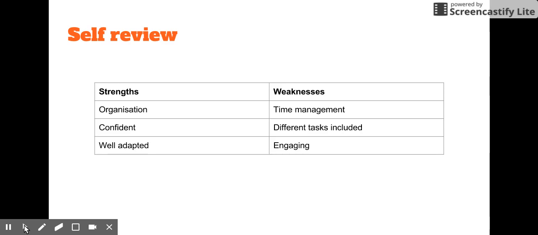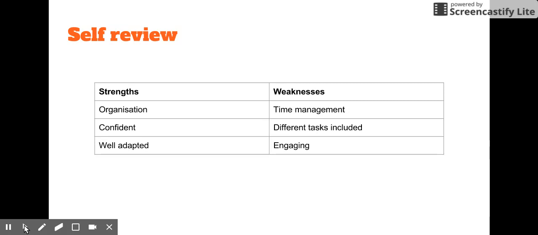My weaknesses were time management. I didn't exactly stick to the timings that I said in my session plan. Meant I ran out of time for a couple of drills, so I need to become more time aware and manage each drill and each warm up and cool down and set part of the session better.